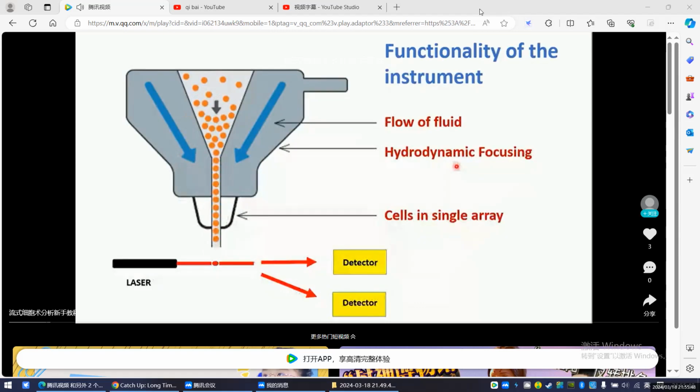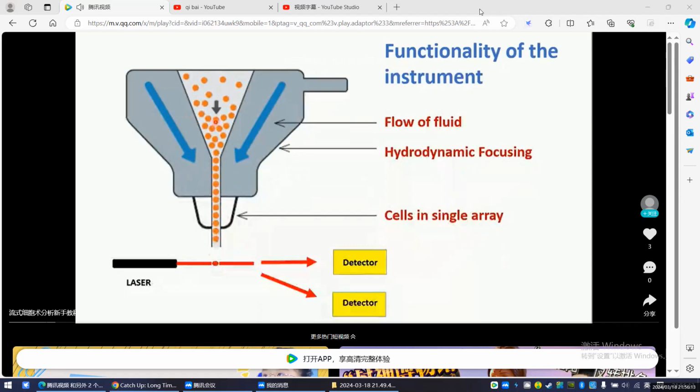What do you mean by focusing? Once you are applying this hydrodynamic pressure on the cells, then cells are coming into the machine as a single array. It means the flow cytometer is principally doing nothing but creating a condition where you are having one cell at a time passing through a stage where the laser is interacting with that cell.